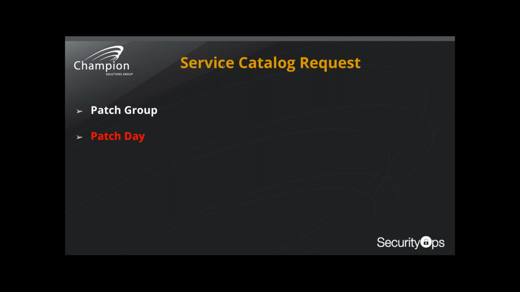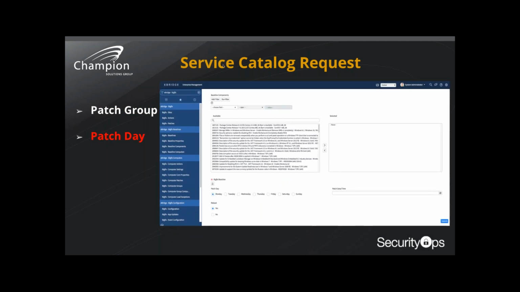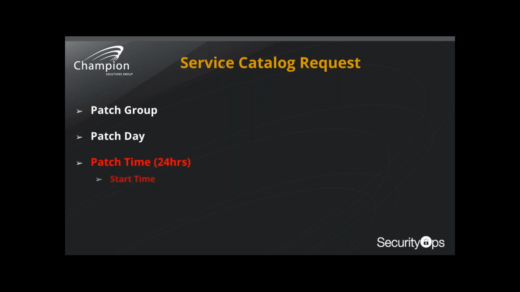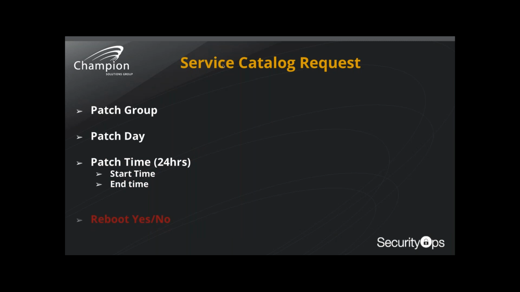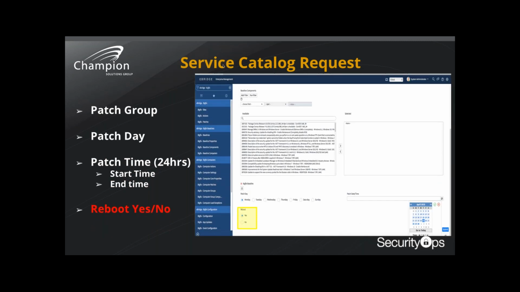Also in Dan's example, he had the whole notion of patch day. So we included in our service request the notion of patch day and then patch time, start time and end time. And lastly, we have included in our example a reboot yes or no. Now this can obviously be automated based on the baseline, or with an additional component. We just included it here as a proof of concept to show you that any attribute that is exposed in the XML component of the REST API for a baseline can be added in a service request, and you can go and perform an action against that.